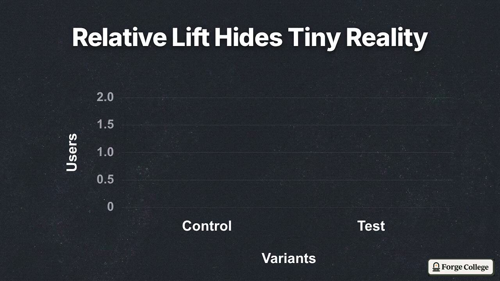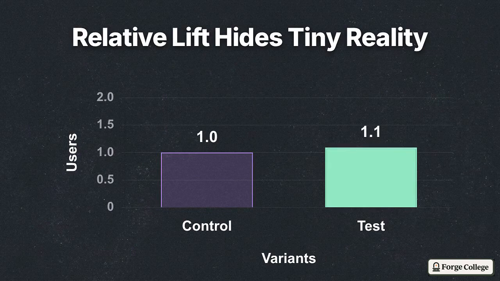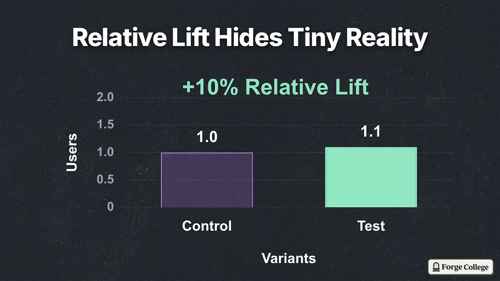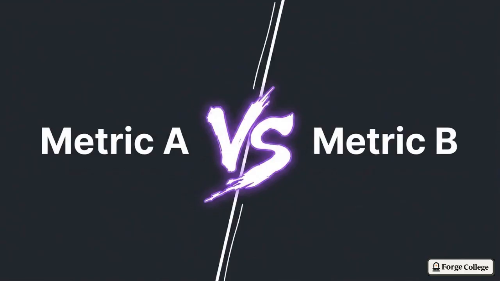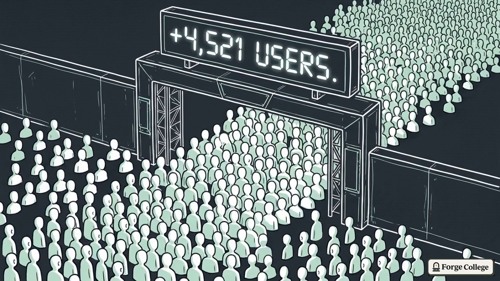Stage 2 is the reality filter, measuring the magnitude of change through effect size, using relative lift and absolute effect. A 10% relative lift sounds amazing, but if your baseline was one person, you only gained a fraction of a user. Relative lift is a tool for comparing different metrics against each other, but absolute effect tells you exactly how many real human users changed their behavior because of your design.